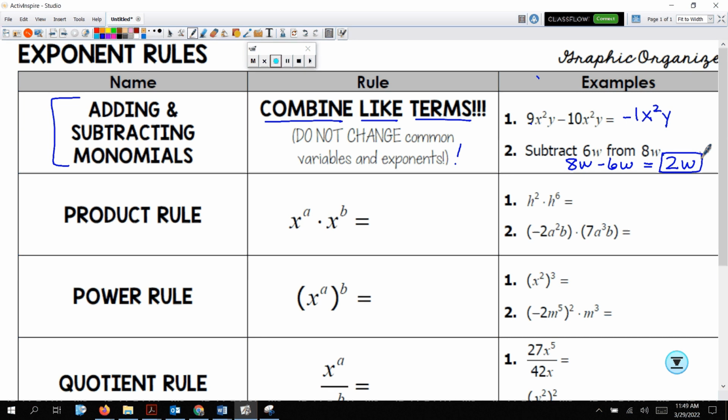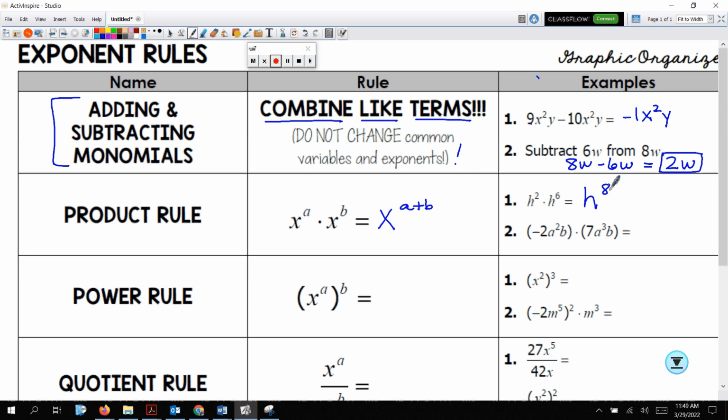Okay, product rule. When you are multiplying, the bases are the things with the exponent. So you have a base of x, and this is just an algebra thing we've seen really typical in here. Whenever you're multiplying like bases, you add the exponents. So this is x to the a plus b. That's the product rule when multiplying. Look at this example, number 1. My base is h, my exponents are 2 and 6. We add them together and get h to the 8th power.